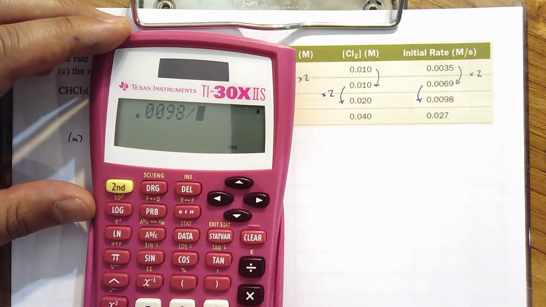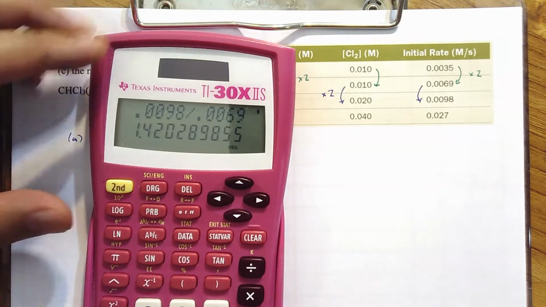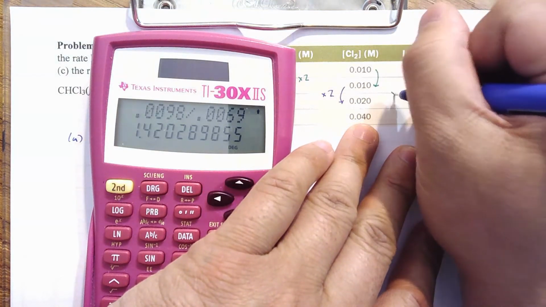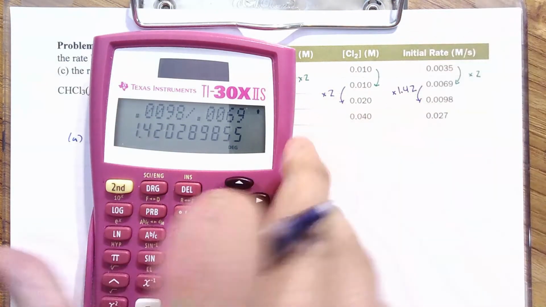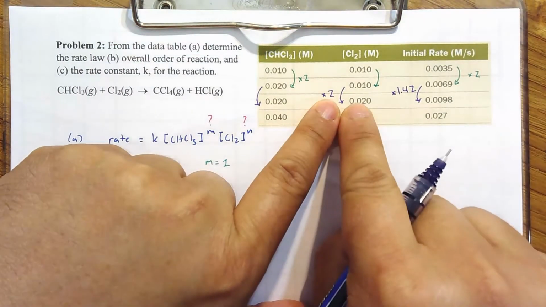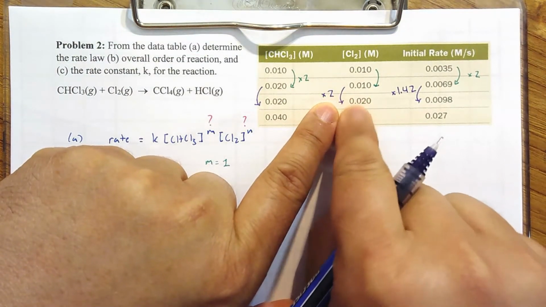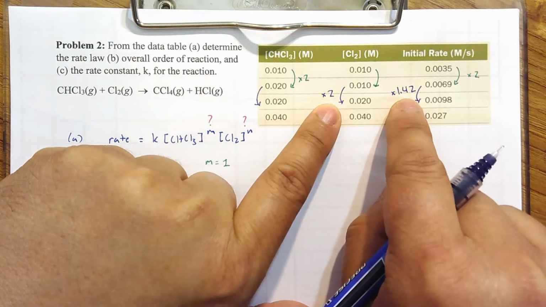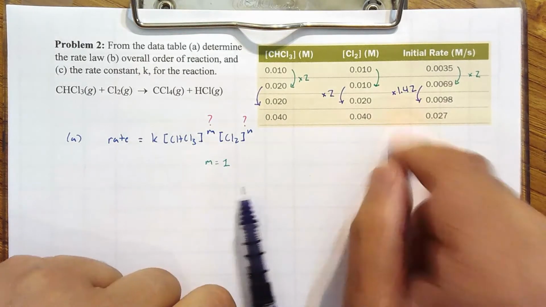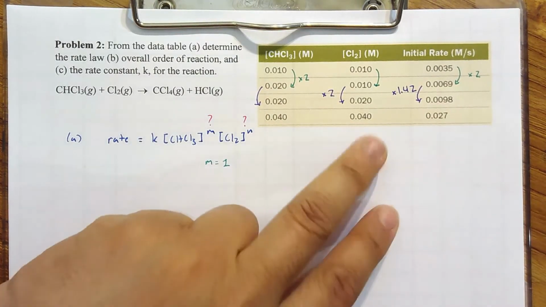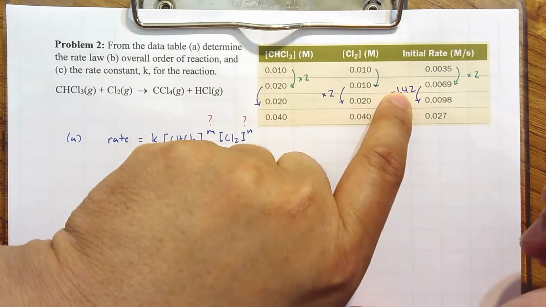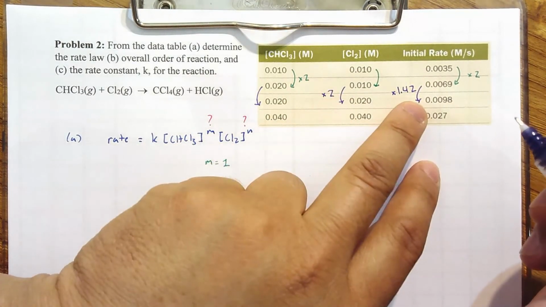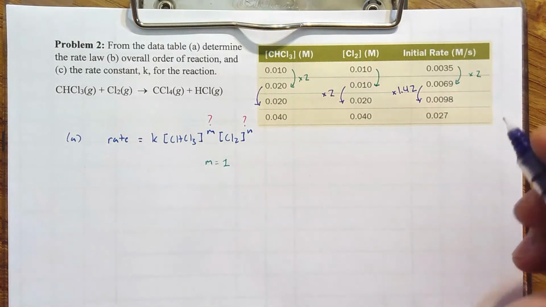0.0098 divided by 0.0069, it went up by 1.42 times. So it's not tracking quite with the concentration. It didn't go up by double, but it didn't quadruple. So it's not first order, and it's not second order. If it was second order, this would go up by 4. It's not zero order because this would go up by 1. It wouldn't go up at all.